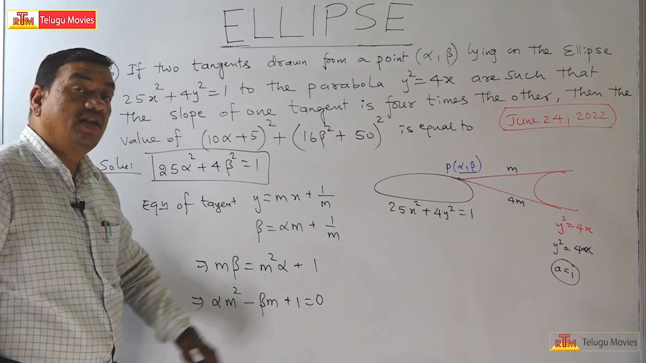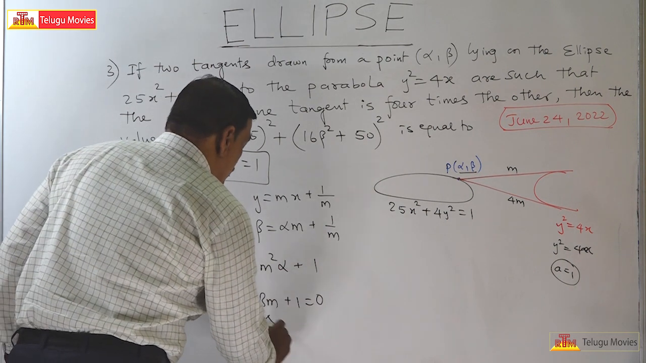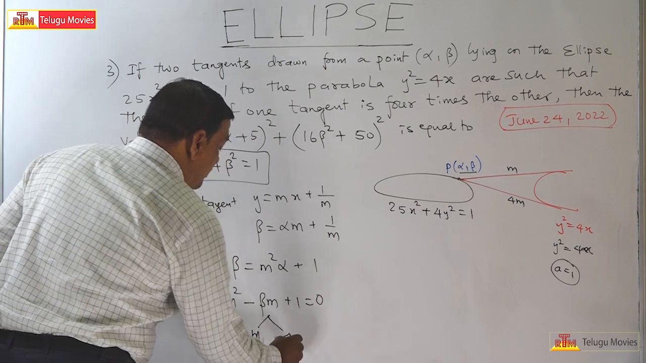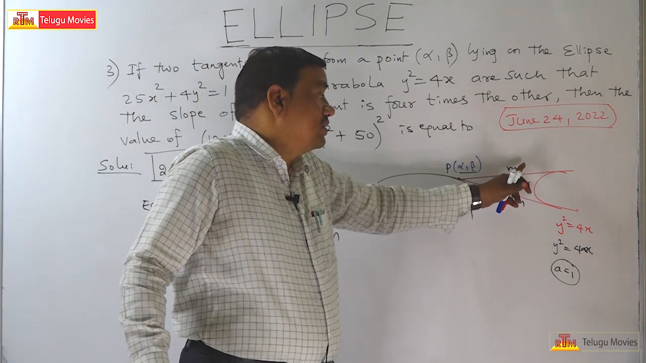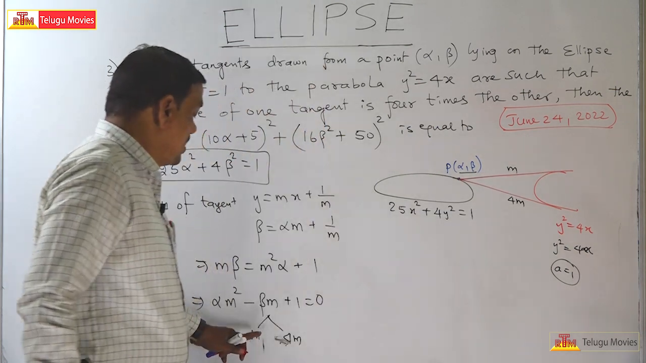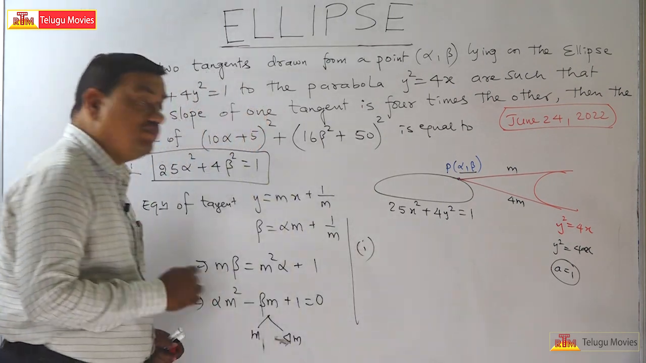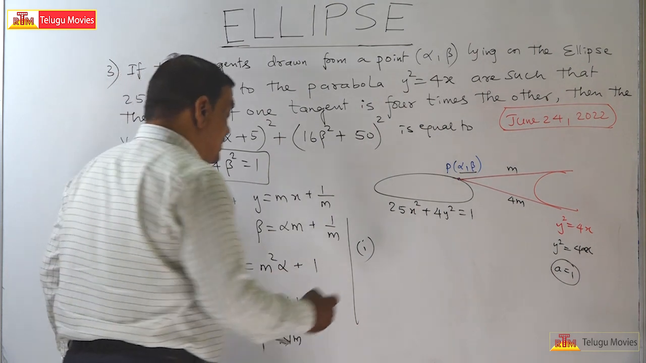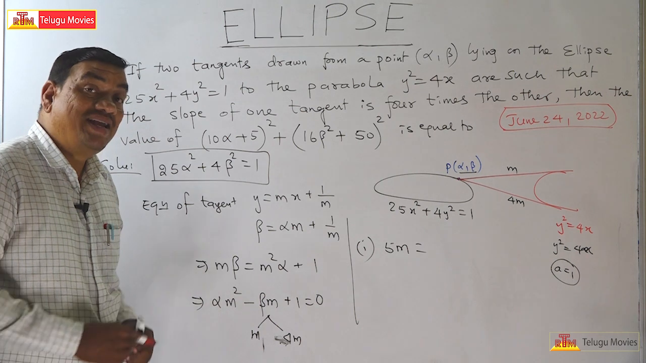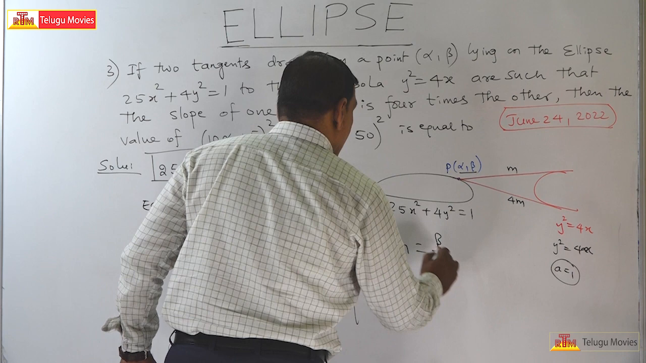So this is a quadratic equation in the variable m, and it has two roots. The slopes are m and 4m, because it is given that the slope of one tangent is m and the other tangent is 4m. So let us do the sum of the roots first. m + 4m = 5m, and the sum of the slopes is equal to minus b by a, that means beta by alpha.